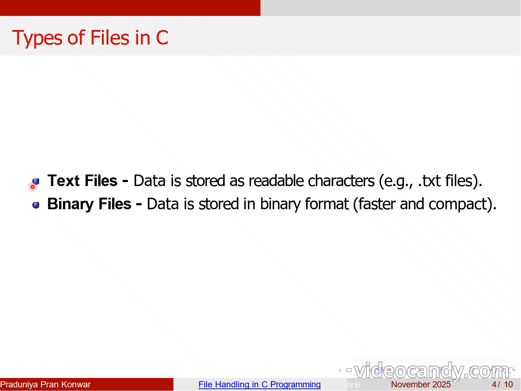On the other hand, binary files store data in a machine-readable format, meaning the data is saved as binary code, which is not directly readable by humans. However, binary files are faster to process and take up less storage space compared to text files. In short, we use text files when we need readability and binary files when we need speed and compactness.